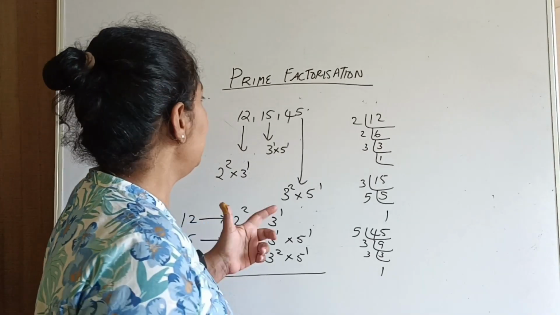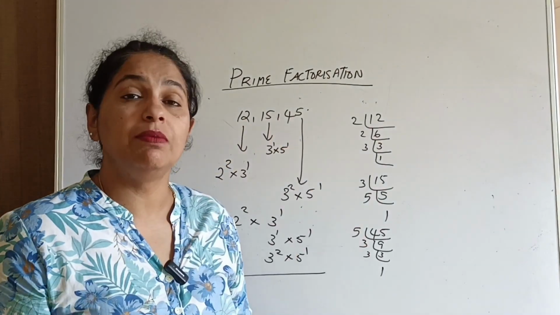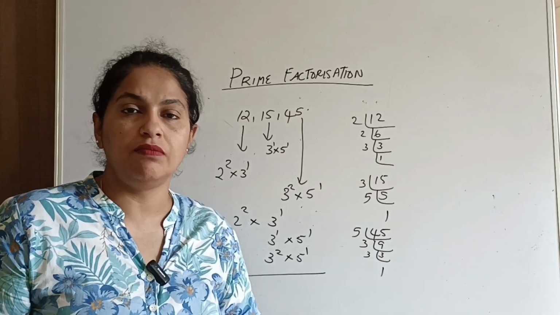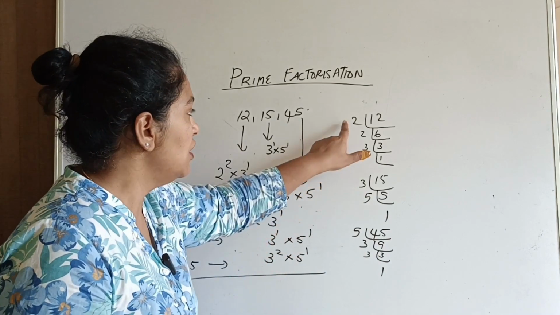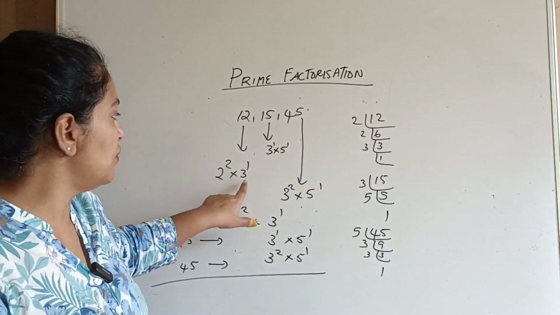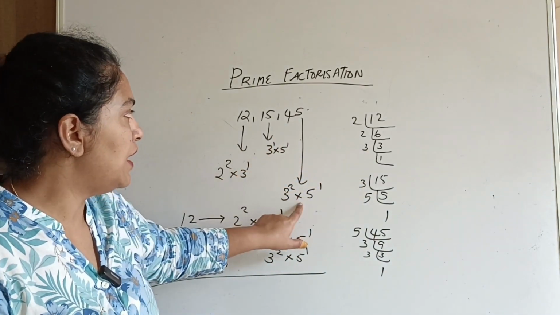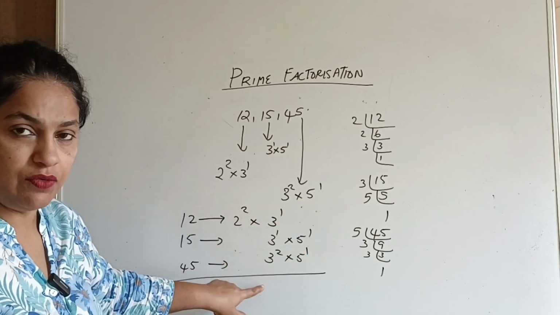Let us find out the LCM of 12, 15 and 45 by prime factorization. So prime factorization basically means listing out the factors which are the prime factors of the given number. So 12, the prime factors are 2 square into 3 raised to 1, 15 and 45. I have written it down here.